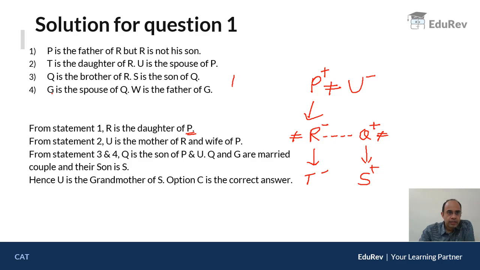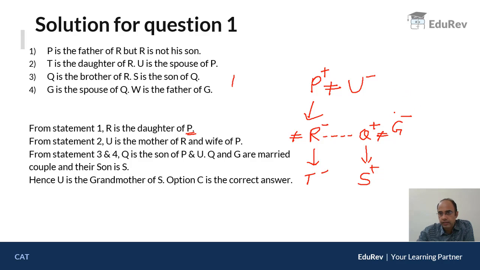Now it says G is the spouse of Q. So that means G is the spouse of Q. Now Q is already male. Q is the husband. Therefore G has to be female, she has to be the wife of Q. Fine. Last line says W is the father of G.